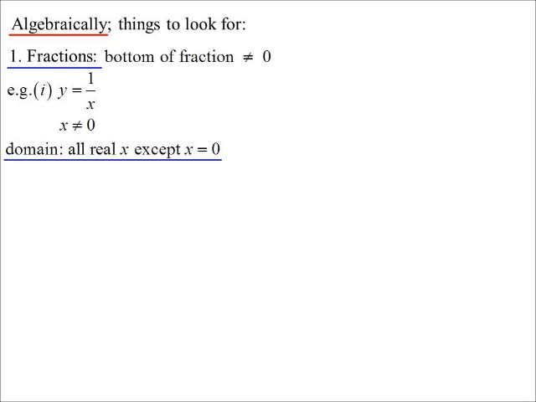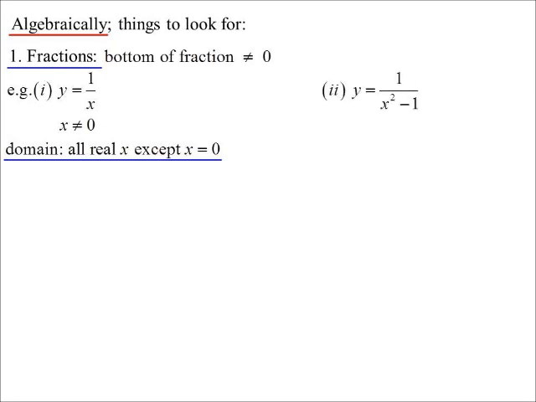Some people write all real x except x can't equal 0. I suppose it's all in the grammar, really. It's the same thing, because you could say, oh, it's all real x, except x is equal to 0. Can't have that. Or you might say, all real x, except x can't equal 0. Really means the same thing, but I tend to write it this way.